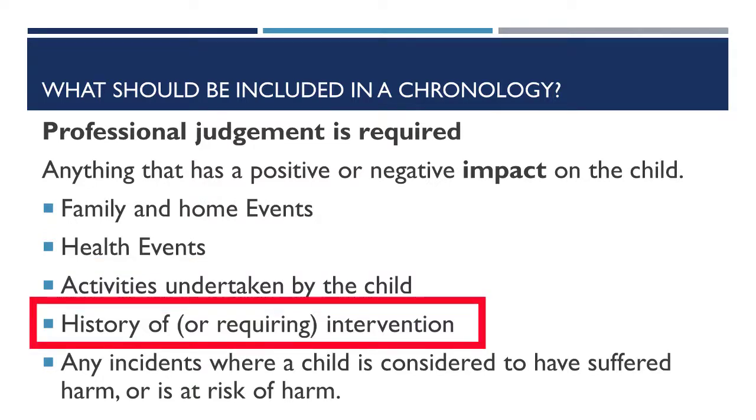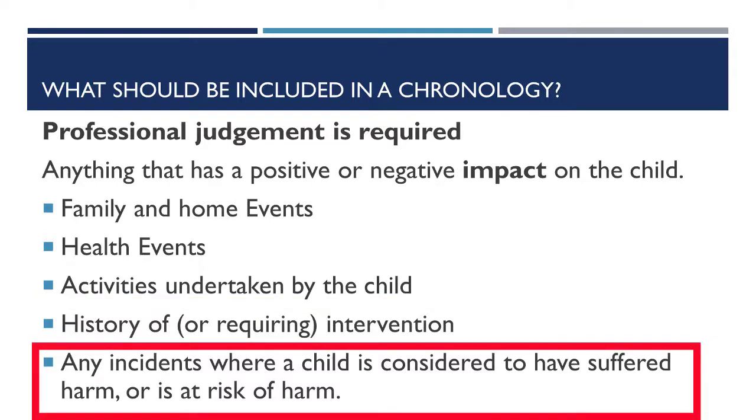Intervention impacts could include previous contact, referral, or service information, regular non-attendance at appointments, or non-availability at home visits, any changes in a child's legal status, meetings or professional activities where important decisions are made about a child's life, such as conclusions of assessments or receipt of referrals, any history of offences or police involvement. Finally, and very importantly, any incidents where a child is considered to have suffered harm or is at risk of harm.